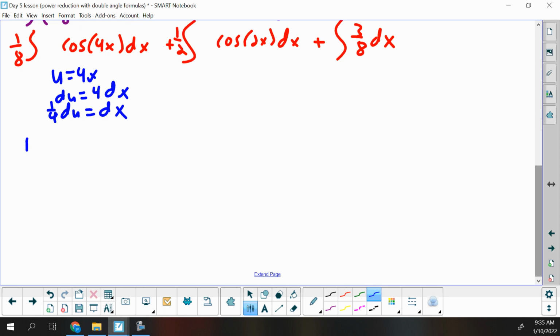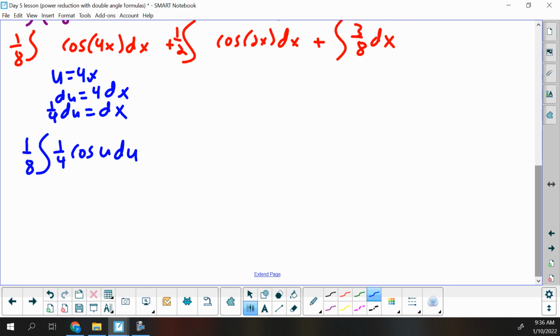So this one we're going to have 1/8 integral of 1/4 cos u du. We're going to show the u substitution on this one, but you might see the pattern, and it's going to be advantageous to just use the pattern and not actually show the u substitution. Notice when we had cos 4x, we ended up having a correction of a 1/4 out front.